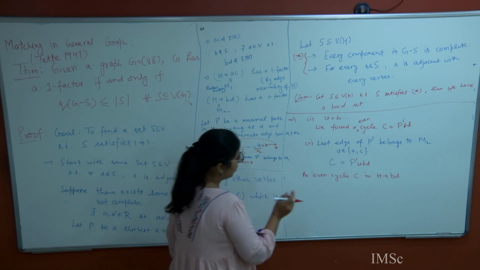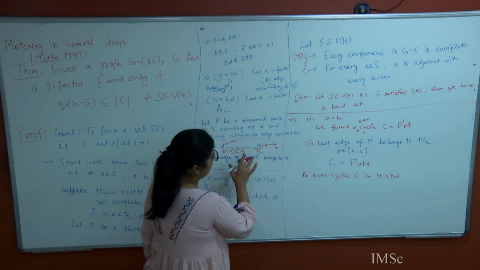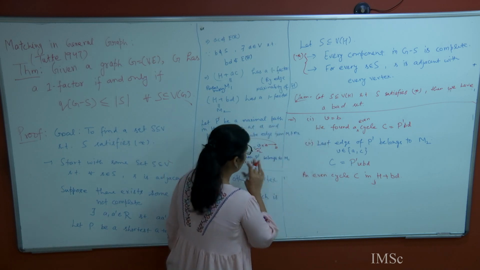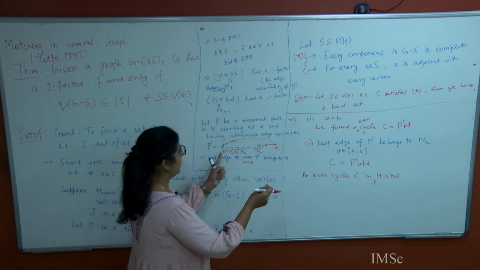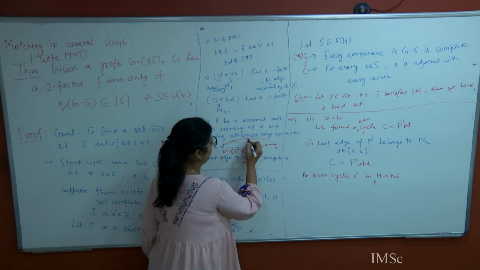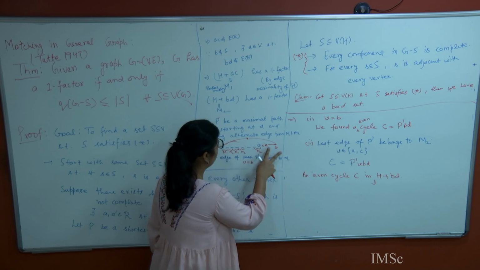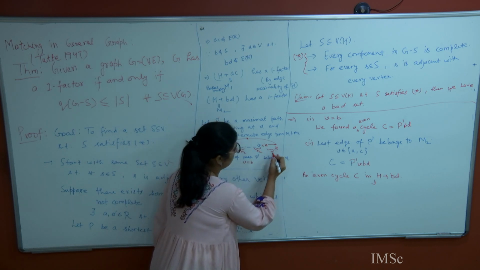So now look at M1. Can I have a matching in H? So in this cycle C, we have alternating edges, right? One from M1, one from M2. So if I remove this edge BD, then also I should be able to match everyone. So I am seeing that I can match with M1.